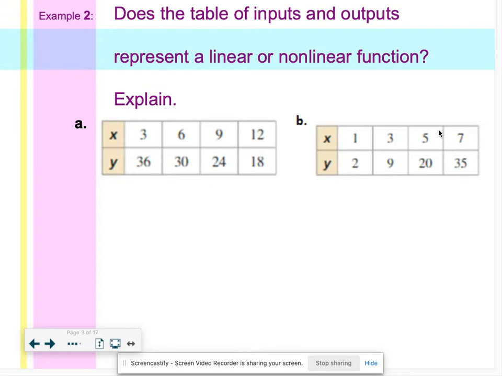Okay. So when you're given a table, we have to see if it's going up at a constant rate, right? So let's first check our x's. What are our x's going up by? 3s.